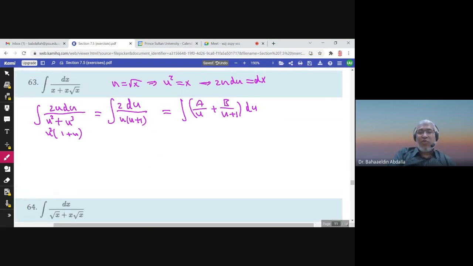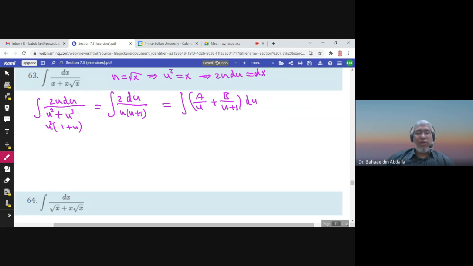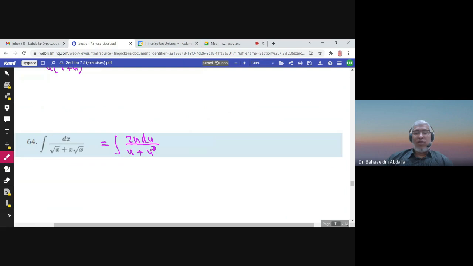This is the same. So I'll do the same substitution, but the integral would be dx is 2u du, and square root of x is u, and x times square root of x is u cubed. So the only difference should be u plus u cubed instead of u squared plus u cubed. So here, if you take u as a common factor, you will have 2 du over 1 plus u squared. And this is just 2 tan inverse u plus c, and you write u as square root of x. And that would be the answer of the problem.